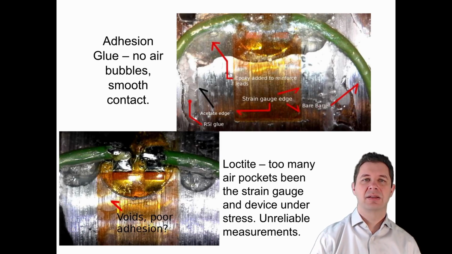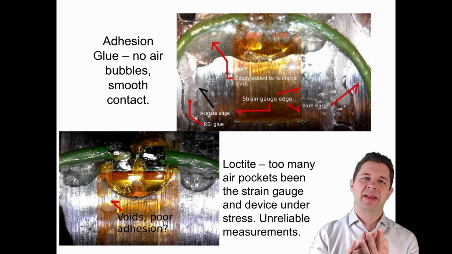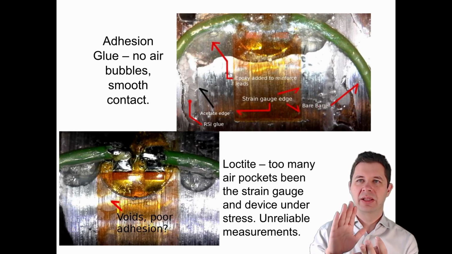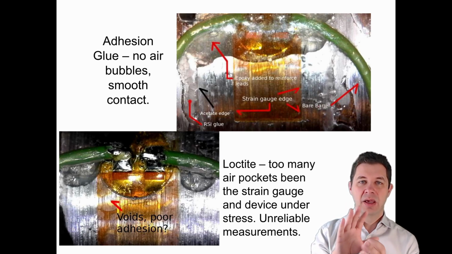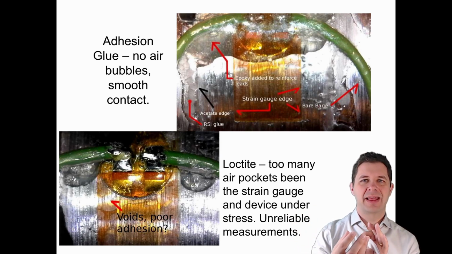that we're trying to test. Here we have two different strain gauges mounted to a piece of metal, and the one above is mounted with glue and it's really well attached. We don't have any air bubbles in there. We've got a nice smooth contact between our strain gauge and the metal underneath. But the one over here, we've used Loctite, and there are actual bubbles that have built up underneath the strain gauge, between the strain gauge and the material.